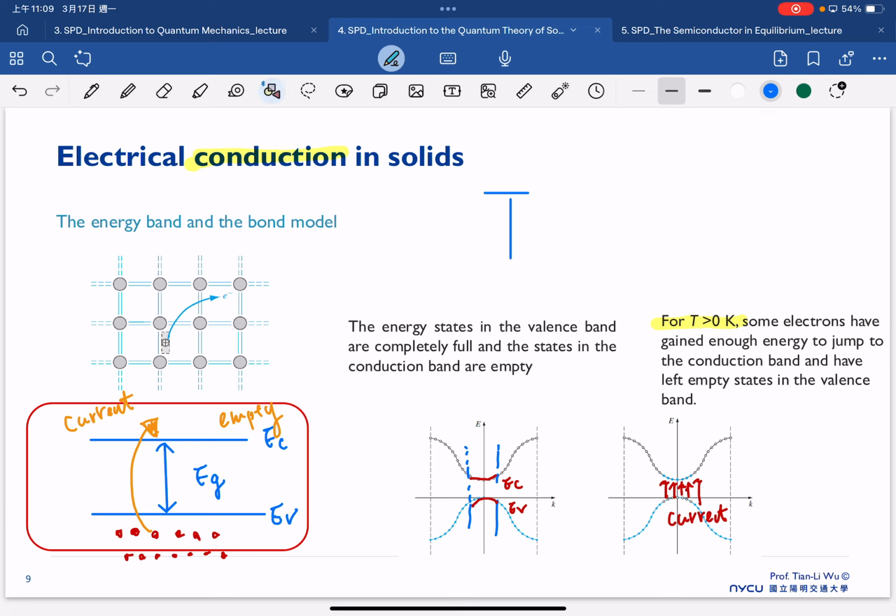So that means if we have two materials with different band gaps, this is EG1 and this is EG2 here. For example, EG1 can be silicon, and EG2 can be any material whose band gap is larger than silicon, for example, let's say diamond.